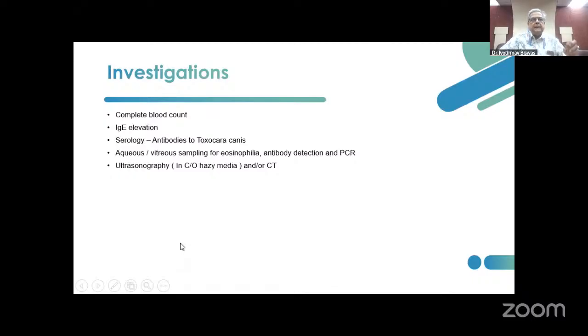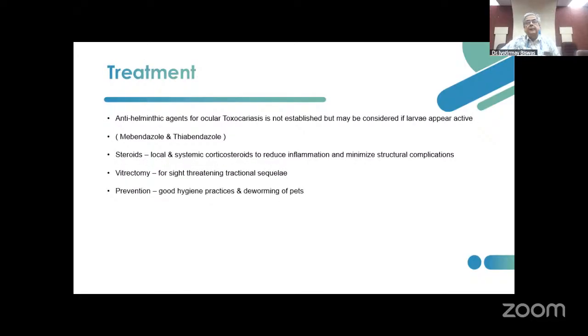Investigations: complete blood count, where you should look for eosinophils, and IgE evaluation. Serology for antibody to Toxocara canis is very difficult to get, though nowadays it is becoming commercially available. Aqueous and vitreous sampling for eosinophils, antibody detection and PCR methods are there. We have detected Toxocara by PCR. Ultrasonography and CT scan are helpful.